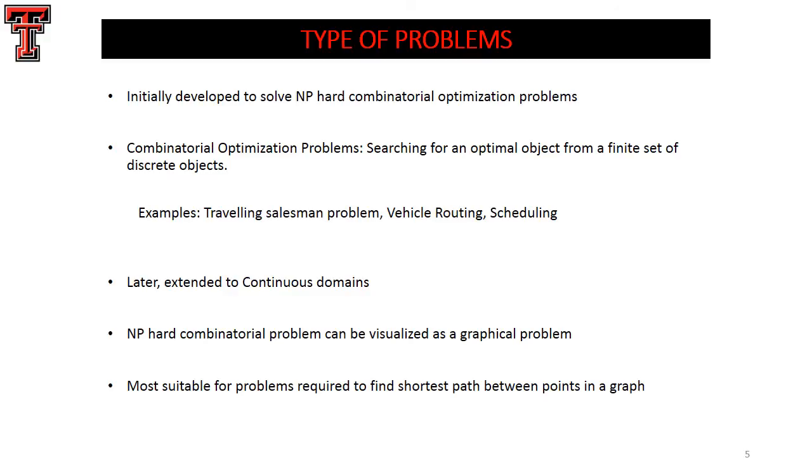This slide briefly describes the type of problems that can be solved using the ant colony optimization algorithm. Initially, this method was developed to solve NP-hard combinatorial optimization problems. Combinatorial optimization problems are those problems in which the independent variable governing the objective function can take only discrete values. Examples of such problems are the traveling salesman problem, vehicle routing, and scheduling. Later, these methods were extended to continuous domains, that is, the independent variable can take continuous values.